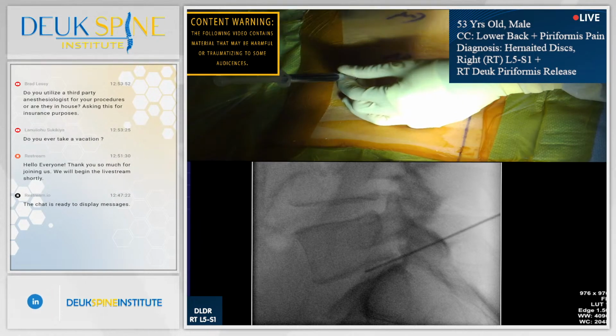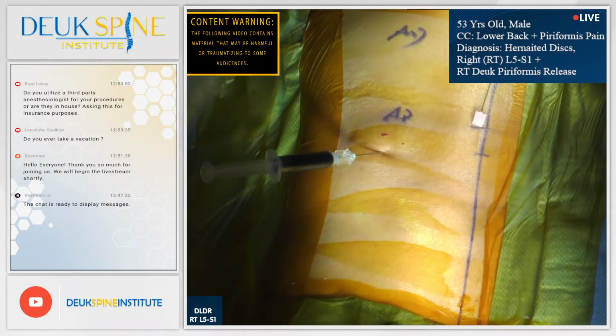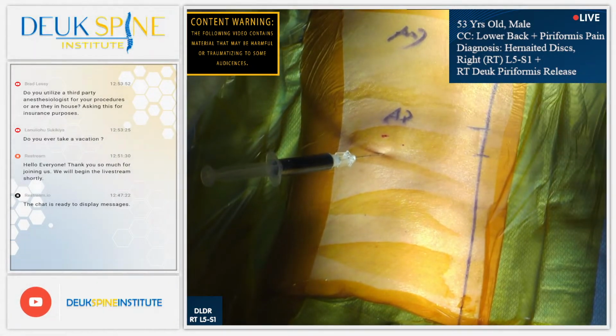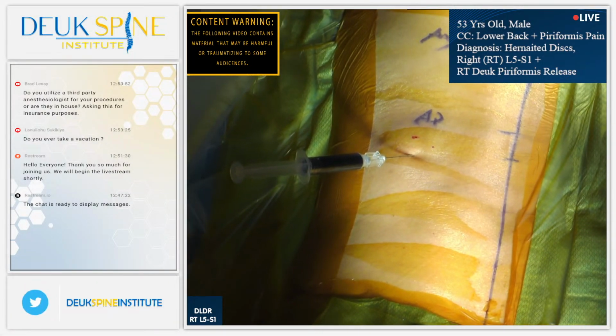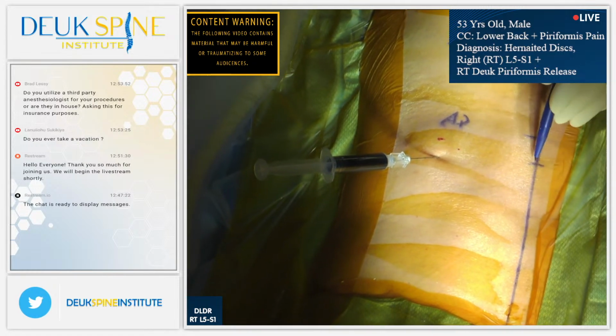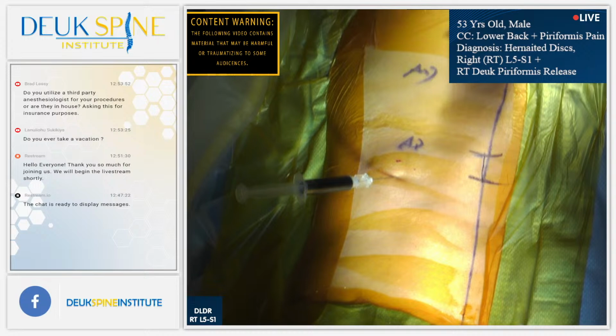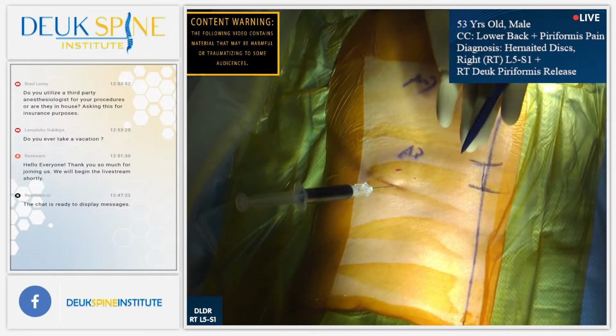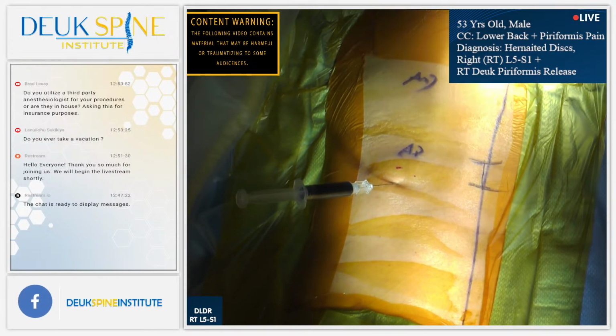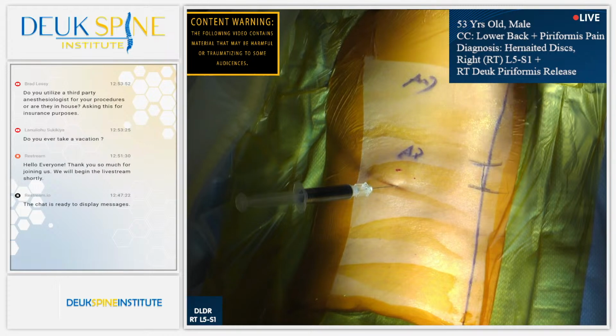So we're going to do a discogram next. We're going to find out how much pain is coming out of that L5-S1 disc, because, like I said, he went somewhere else and he had a surgery. They did a laminectomy. They took bone out of the back of his spine, normal bone, normal ligament, normal facet. They just drilled it away, and that was it. They didn't fix the disc.